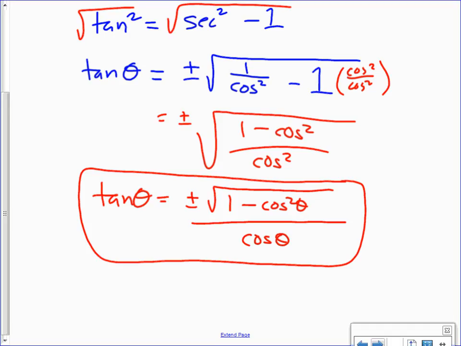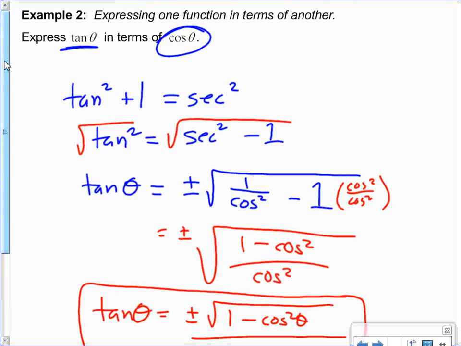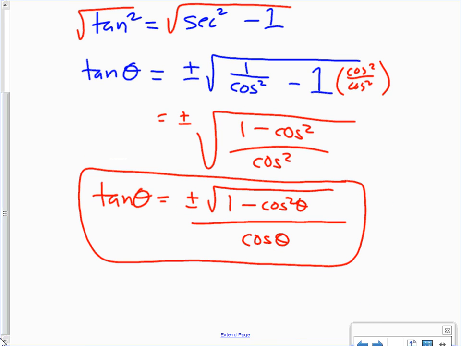Why is it just cosine? Because that's what the problem said. Problem says, give me tangent as a function of just cosines. So you have to manipulate till you just get cosine. The bottom, yes. But the one at the top, you can't take the square root of something that's got a minus in between it, because that's an expression. If it's got a minus in between, you just can't take individual square roots.